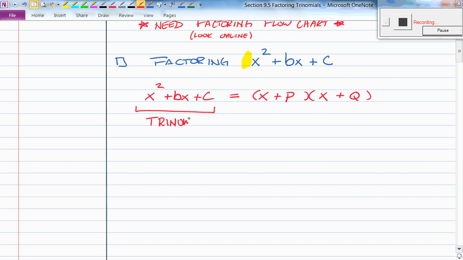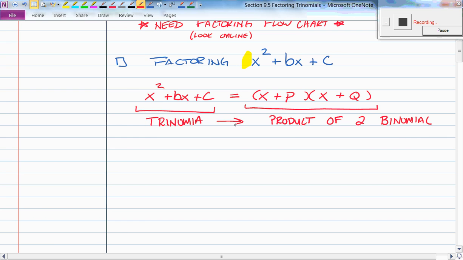Okay? And a trinomial can factor to the product. Now, what does product mean again? Multiplication. So product of two, what types of polynomials are those? Binomials. Okay, so a trinomial can factor to a product of two binomials, in this case, if two things happen. Two things have to happen, 1 and 2.